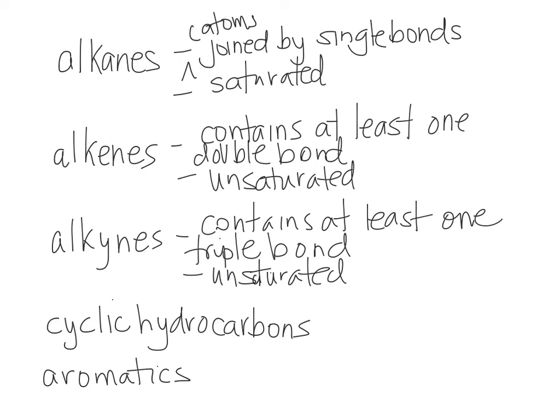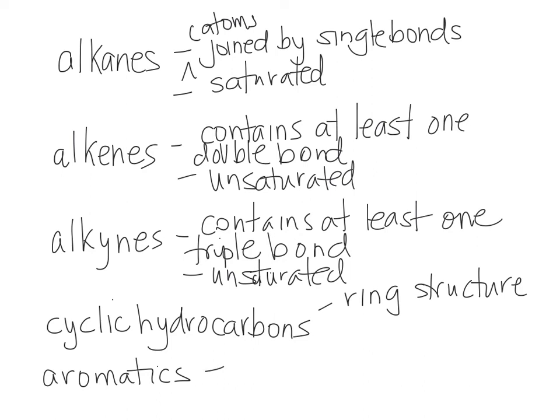A cyclic hydrocarbon is a hydrocarbon that is joined in a ring. So it's a ring structure. And basically it can contain 3 carbons or more, but it's not a straight chain.